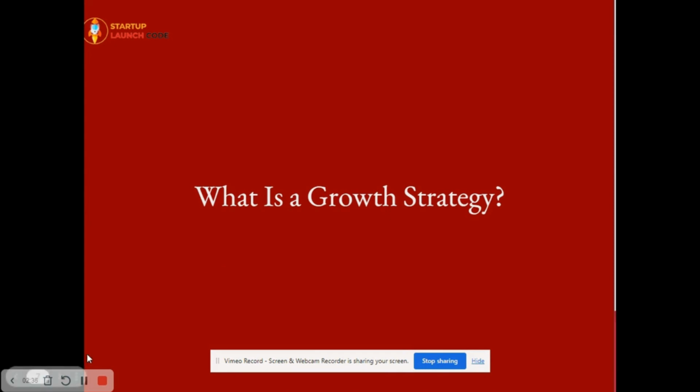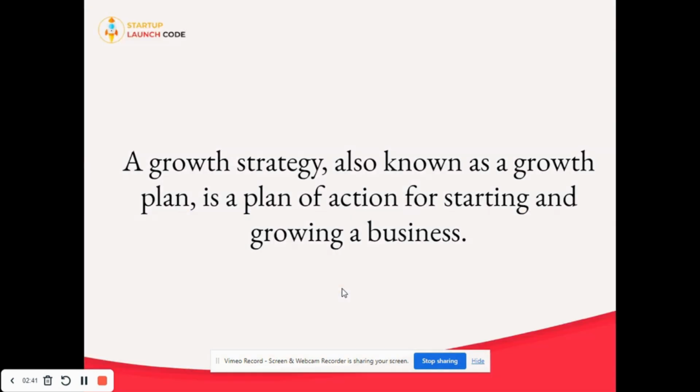What does growth strategy mean? From a simple and straightforward definition, a growth strategy can sometimes be known as a growth plan. And when we talk about a plan, it is a plan of action for starting and growing a business. It's a plan that shows you all the action steps you need to grow a business. It's going to highlight every action that needs to be taken for you to actually grow your business or your startup.